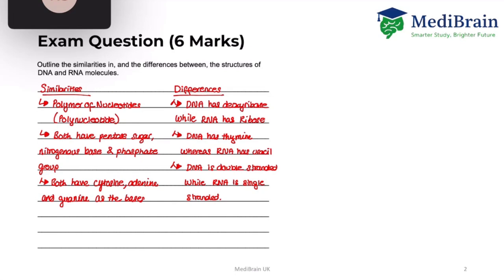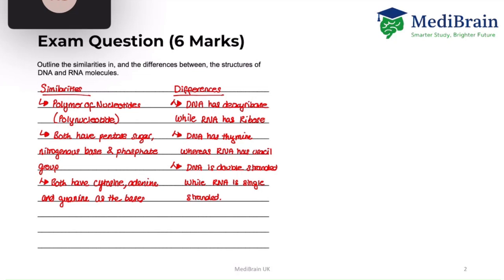We know that both of them have a pentose sugar, a nitrogenous base, and a phosphate group. And we know that both of them, in terms of the nitrogenous bases, have an option of cytosine, adenine, and guanine. Now, the differences were made a bit easier because they stand out from the similarities. We can use the similarities to work out the differences. We said they have this.